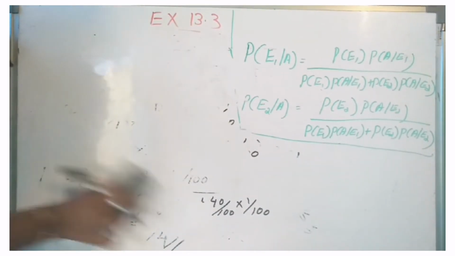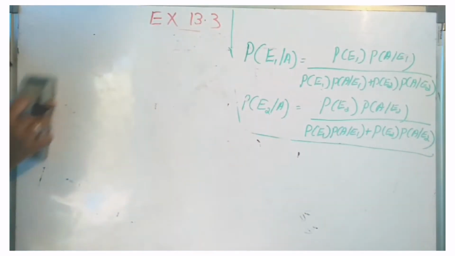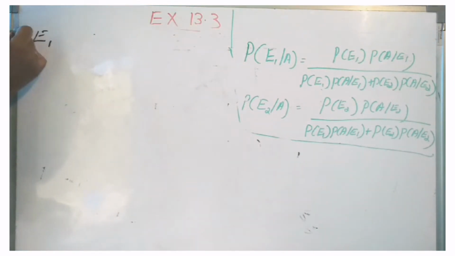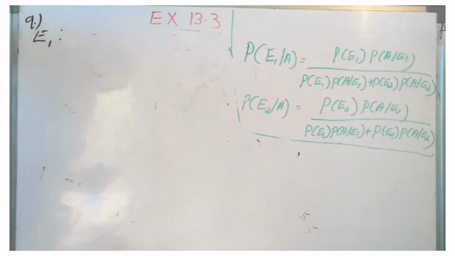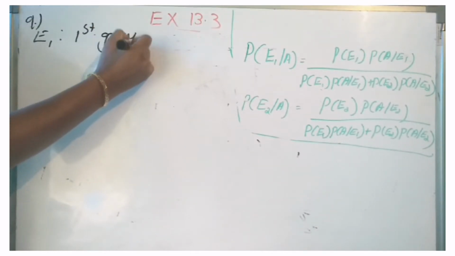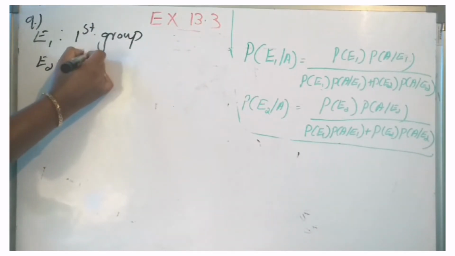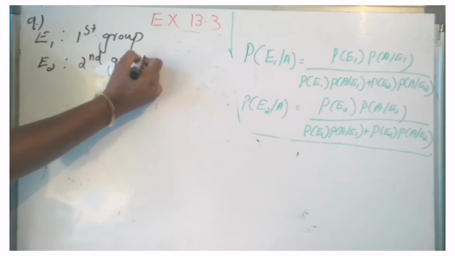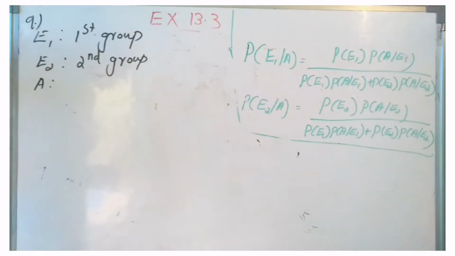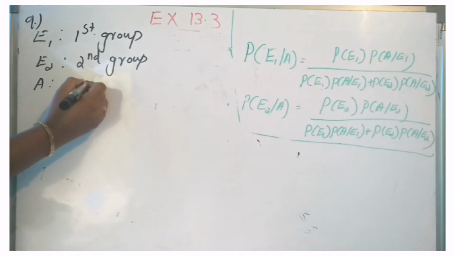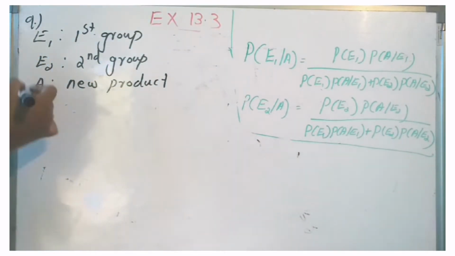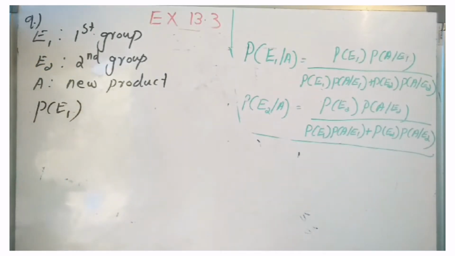Here, again we have two events, E1 and E2. Let E1 be the event: first group wins. And E2 be the event: second group wins. And A be the event: new product is introduced.